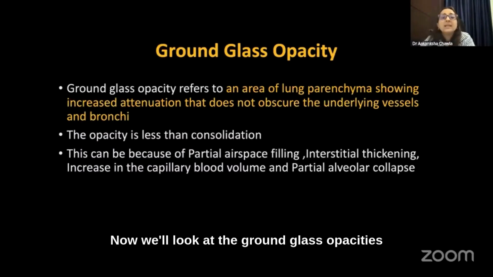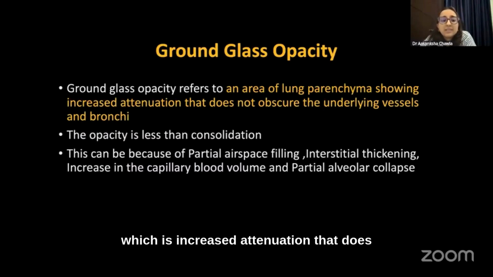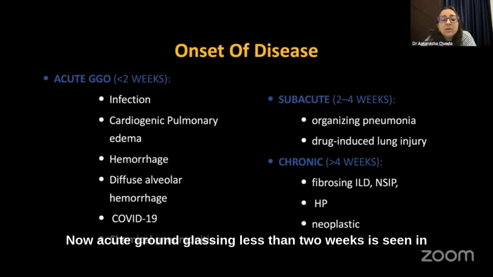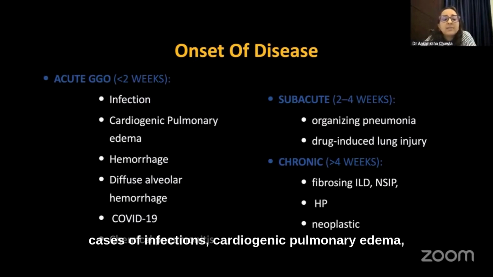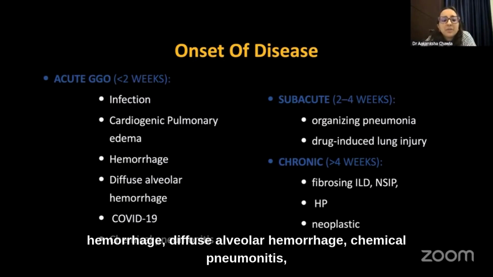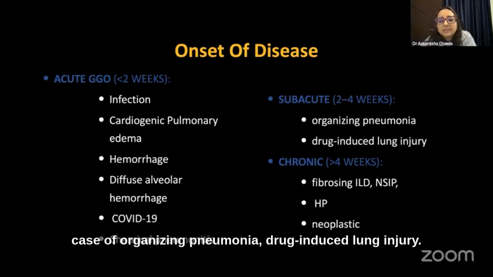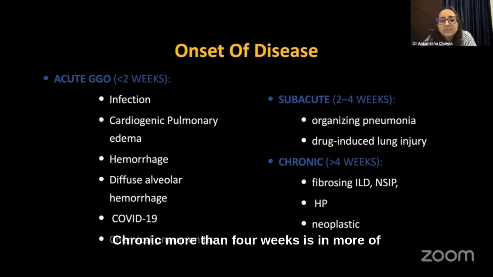Now we'll look at the ground glass opacities, which is increased attenuation that does not obscure the underlying vessels and bronchi. Now, the cause of ground glass basically depends upon the onset of your disease. Acute ground glassing, less than 2 weeks, is seen in cases of infections, cardiogenic pulmonary edema, hemorrhage, diffuse alveolar hemorrhage, chemical pneumonitis, even COVID-19. Subacute, which is 2 to 4 weeks, in case of organizing pneumonia, drug-induced lung injury. Chronic, more than 4 weeks, is in more fibrotic chronic conditions: fibrotic ILD, NSIP, HP, and some neoplasms.